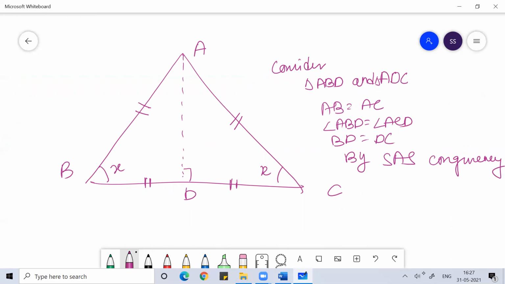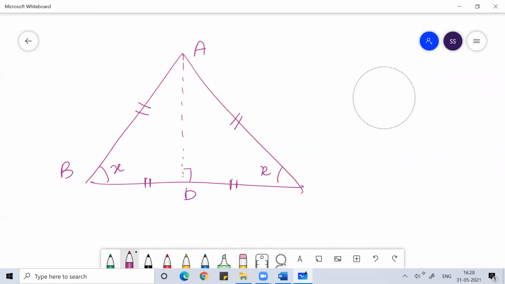Congruency, similarity. So by SAS congruency, you can prove that both triangles are congruent. So if triangle ABD is congruent to triangle ADC, then BD equals DC. Sorry, that is the theorem; I have to prove it. I wanted to prove that BD is equal to DC.